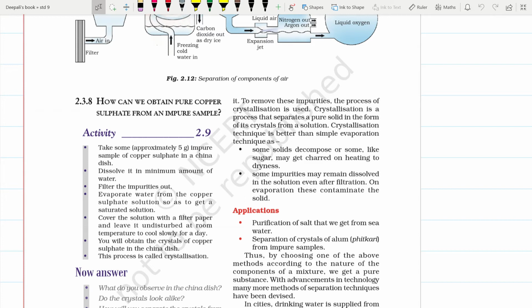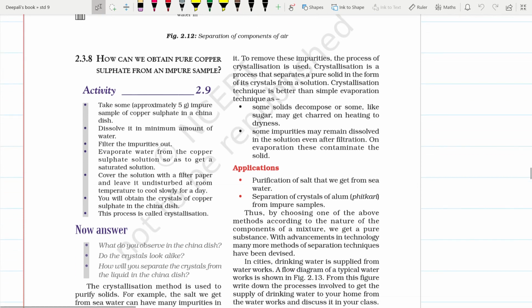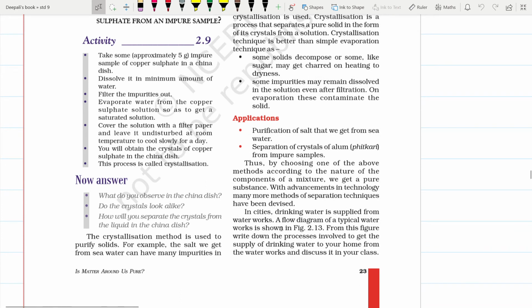Crystallization technique is better than simple evaporation technique. Some solids decompose, or like sugar may be charred on heating to dryness. Some impurities may remain dissolved in the solution even after filtration. On evaporation, they contaminate the solid. So, this is how the crystallization process is carried out.